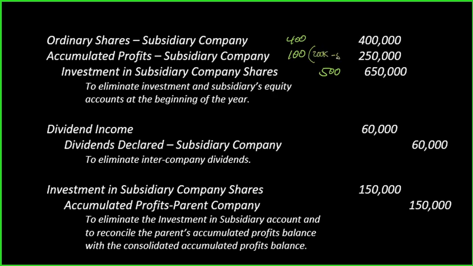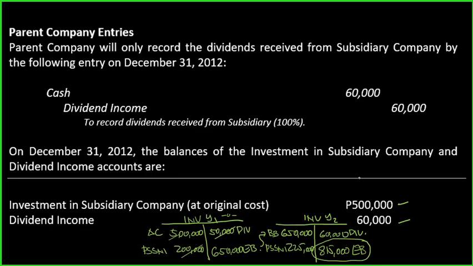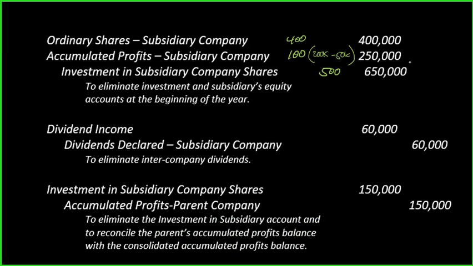and there was 50,000 declared as dividend. So 200 minus 50, that's 150. So the accumulated profits will increase. We'll have a net increase of 150. And look at this, 650. If we are using the equity method, it's easier to understand. Okay, this will be your elimination entry to eliminate the beginning balance of your investment.